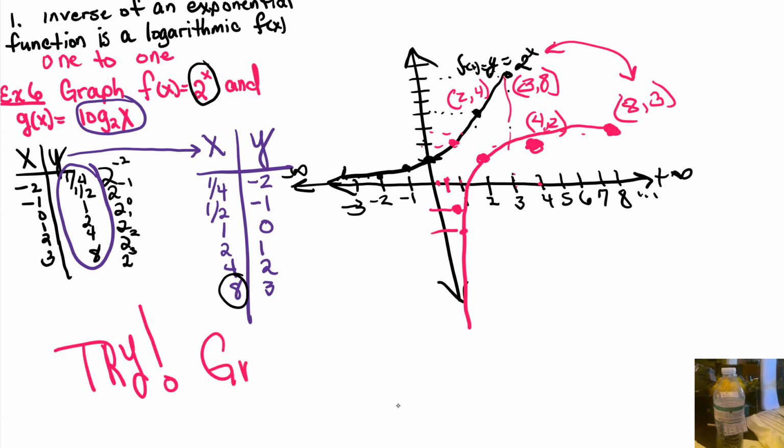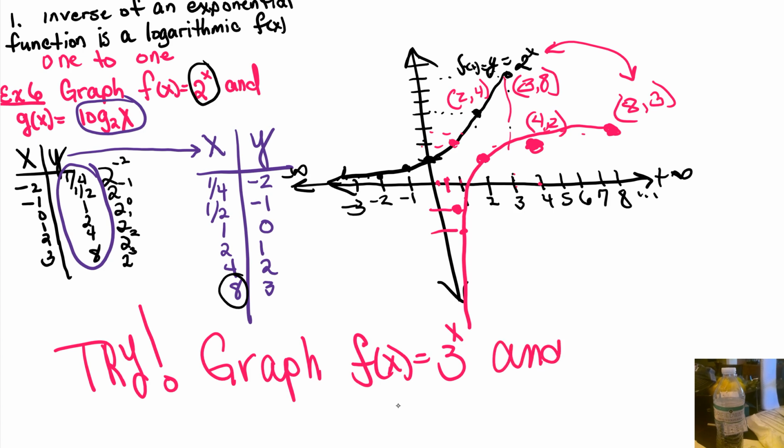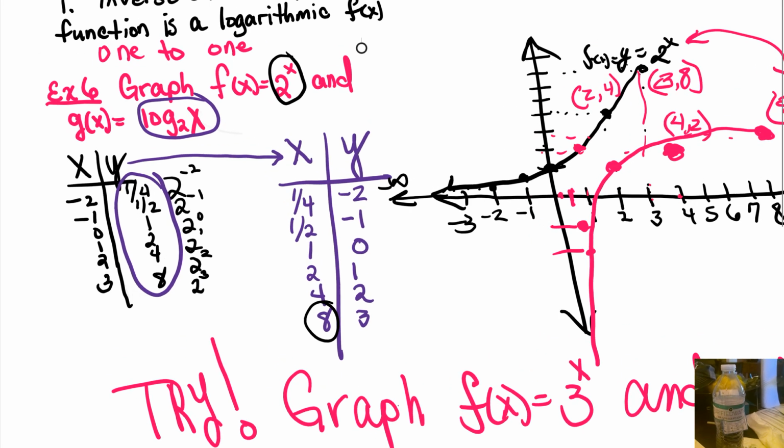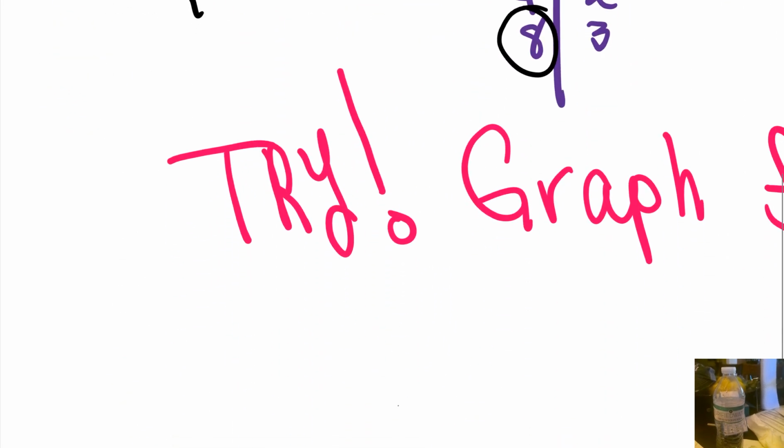And so the try question was simply graph f of x is equal to 3 raised to the x, and graph g of x, which is equal to log base 3 of x. And so we're going to do the same thing. We're going to graph it on the coordinate system just like I did here. Okay? So you can pause this and look at it as you need. I'm going to move on with the notes. So let me go back to the notes. So that was point number 1 of that part.